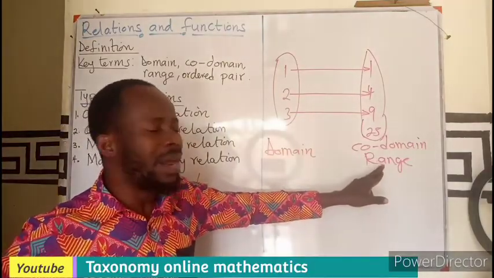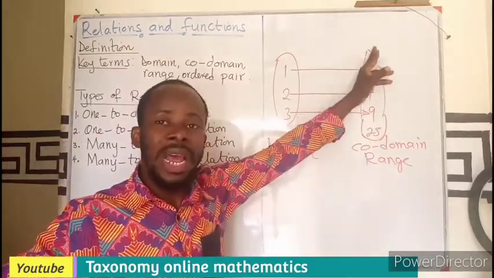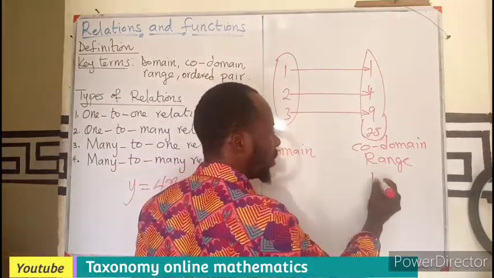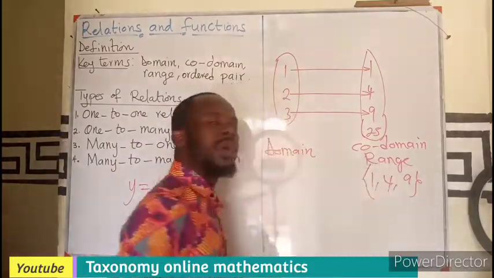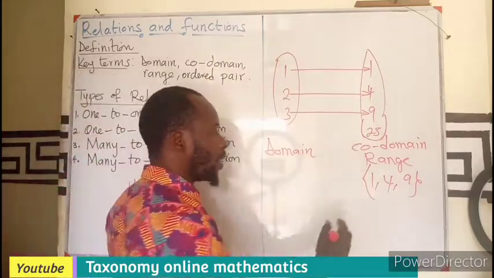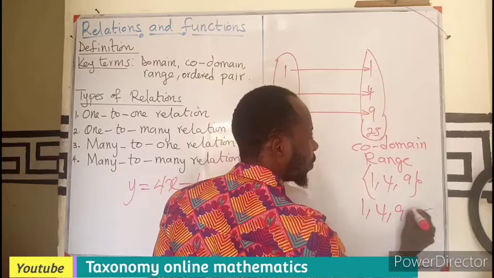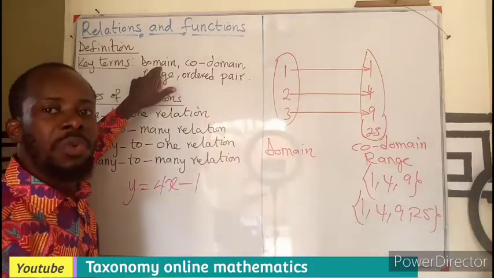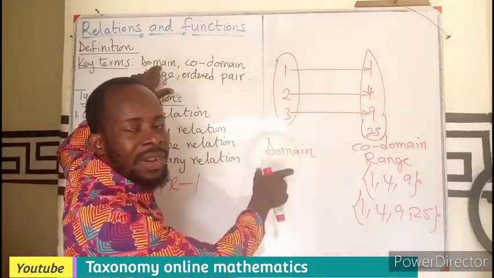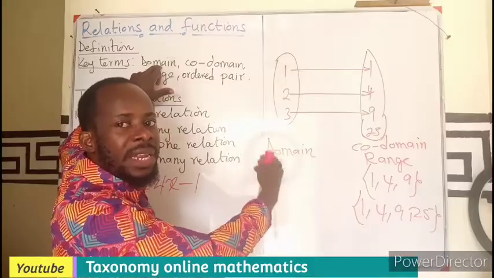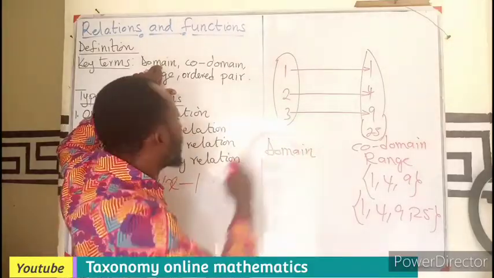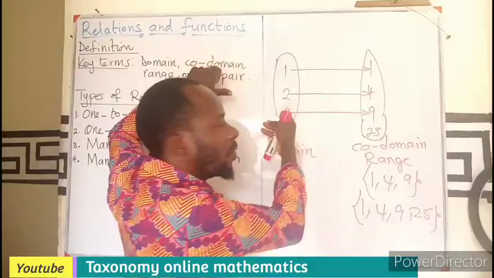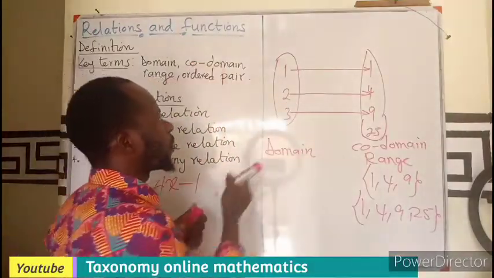Then if I want to mention the range, these are the values or elements in the second set that have mapping from the first set. So our range is going to be 1, 4, 9. Then the domain is going to be 1, 2, 3. So if you say domain, we are referring to the elements of the first set, or better still, the set of independent variables. Then if you are talking of codomain, that becomes the set of dependent variables. This element depends on this, because this is the square of it.